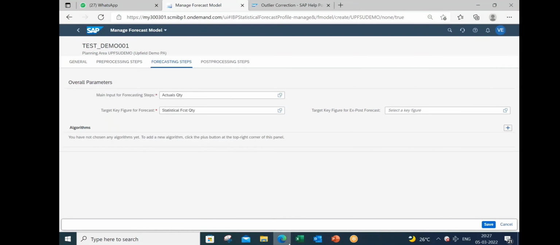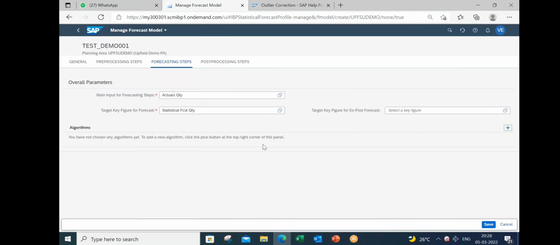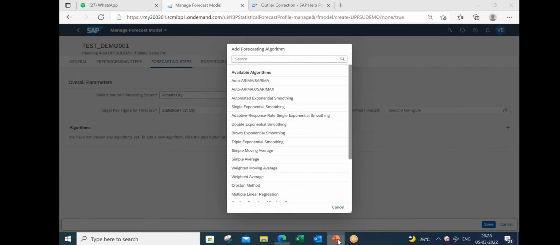And the Croston method, you will use that specific method when you have a lot of blanks in your history. If you are not using substitute missing values and outlier corrections, and you have a lot of blanks in history, meaning you sell one day, don't sell one day, again you sell, again don't sell, then you use the Croston method so that it will try to eliminate those blanks and give you a better forecast. So like that, every algorithm has a meaning.